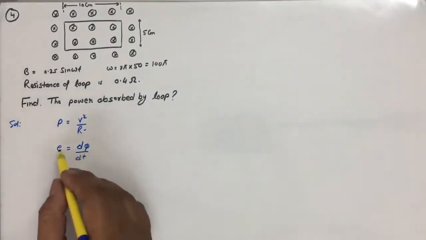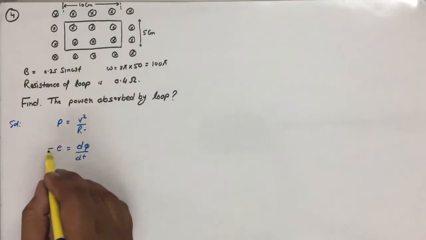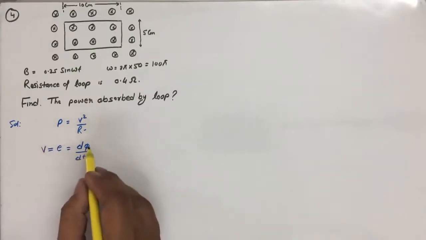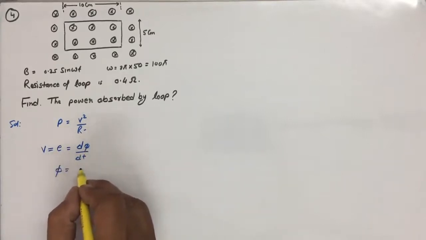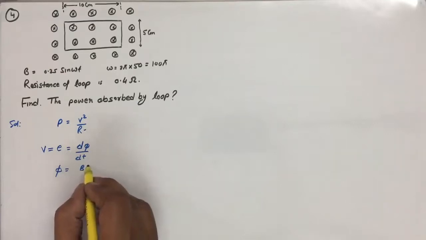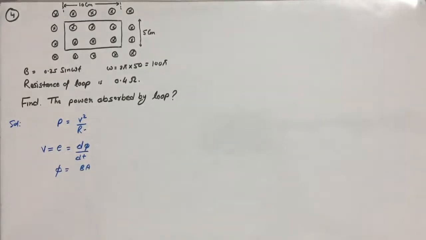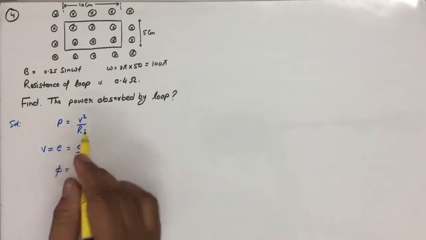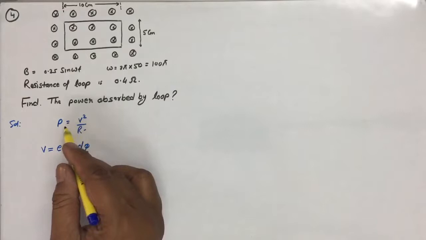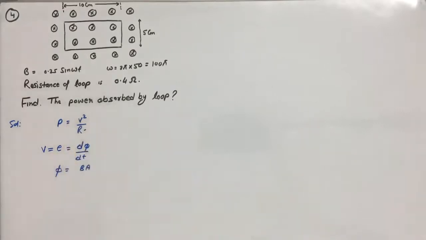and to find the EMF, that is V, the flux is required, and we know the flux is equal to magnetic flux density times the area of the loop. Okay, so if we know magnetic flux density and the area, then we can find the flux, and the rate of change of the flux gives us V, and that we will put here, and we can get the power knowing the value of the resistance of this loop.